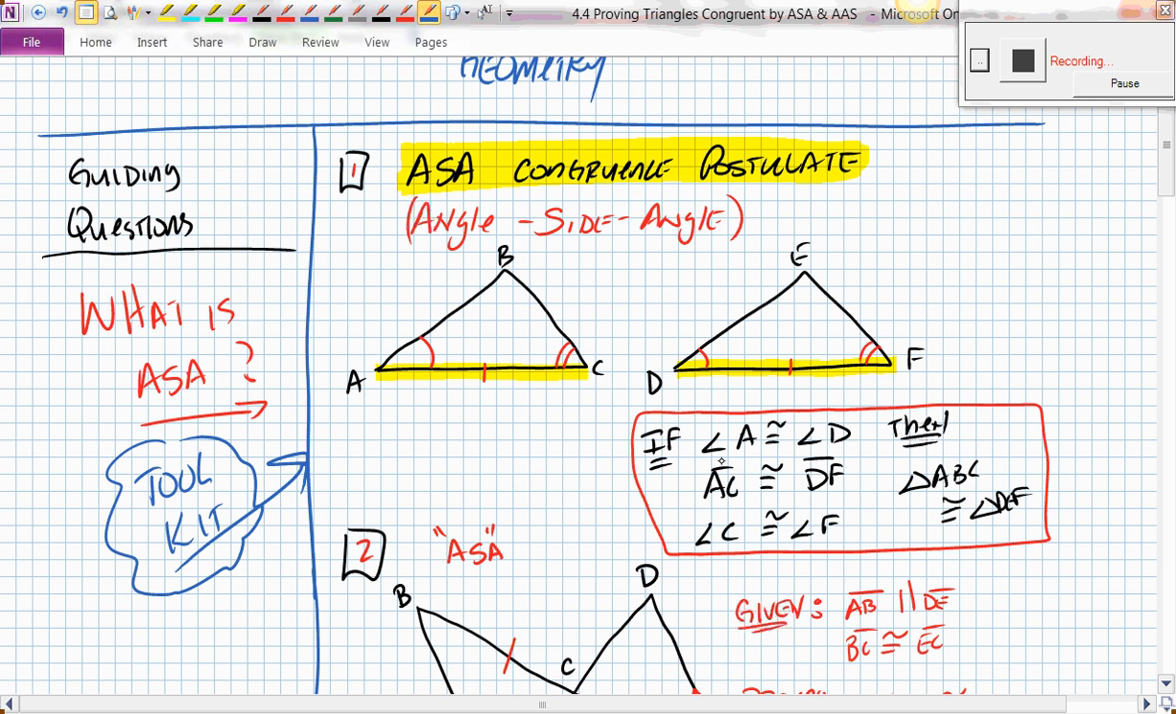Okay, here's what it says. It says if angle A, so this angle over here, angle A in this triangle, is congruent to angle D, and side AC is congruent to side DF, and angle C, this angle over here, is congruent to this angle here, then that's enough to say the two triangles are congruent by angle, side, angle. So notice that the side has to come between the two angles. Okay, so there's the side. It needs to come between the two angles. It needs to be angle, side, and then angle.